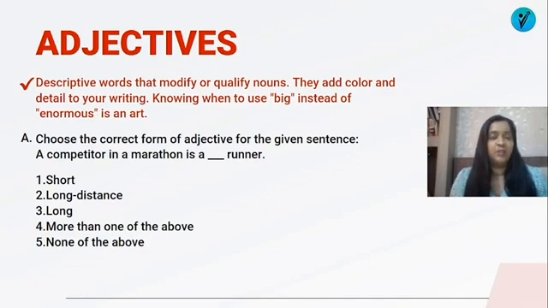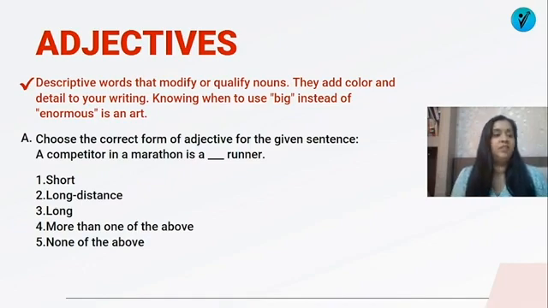So, let's look at a sample question. Choose the correct form of adjective for the given sentence. A competitor in a marathon is a blank runner. So short runner, that is describing the runner. It's like the runner is short. Long is describing again the runner. The runner is long. We are talking about the marathon. So it will be a long distance runner, not a short or long runner.